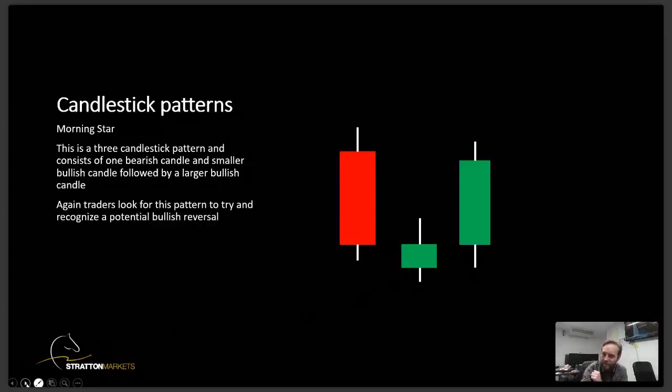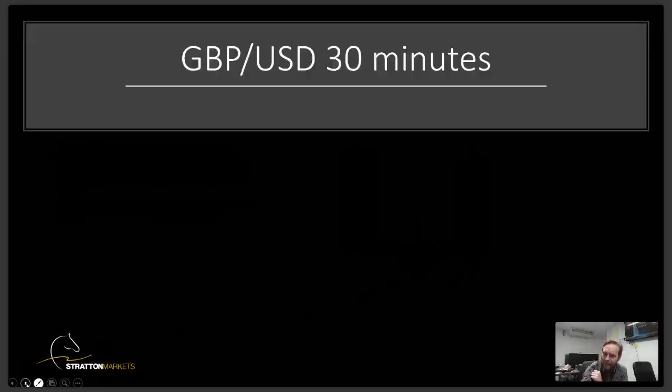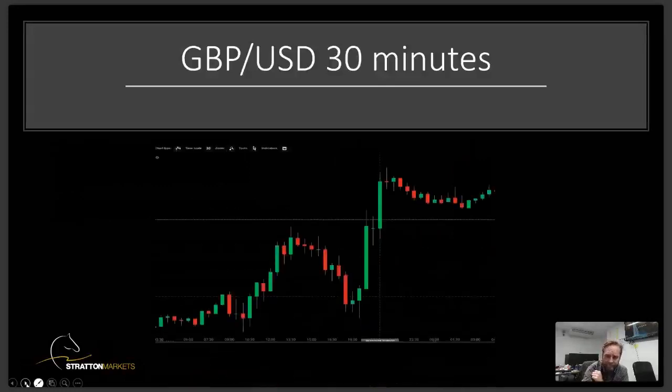Let's have a look at an example. Again, this is the pound US dollar on a 30-minute chart. Again, this is for a reversal. So downtrend, downtrend, downtrend, downtrend. Bang, you have your bearish candle, followed by your Morningstar, followed by your second bullish candle, which is larger than the Morningstar. And hey presto, market on downtrend.